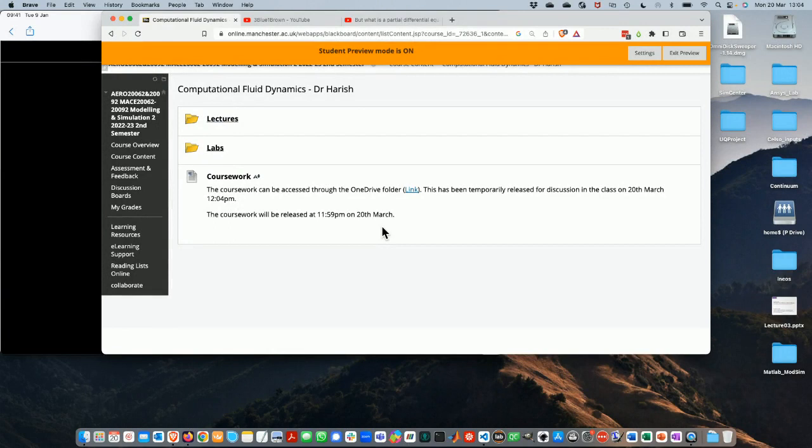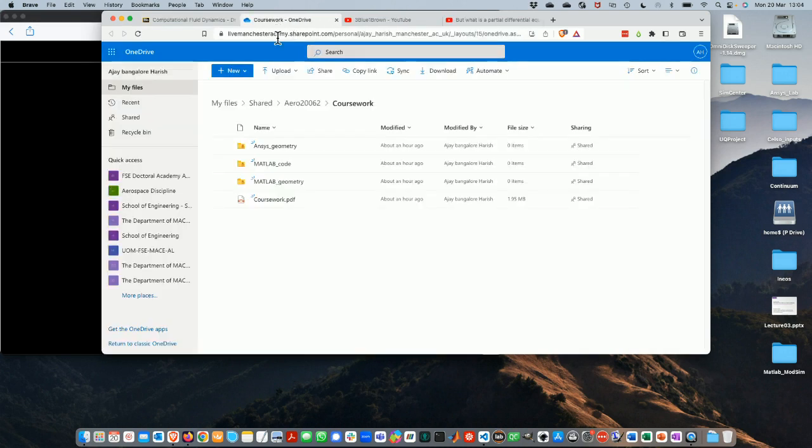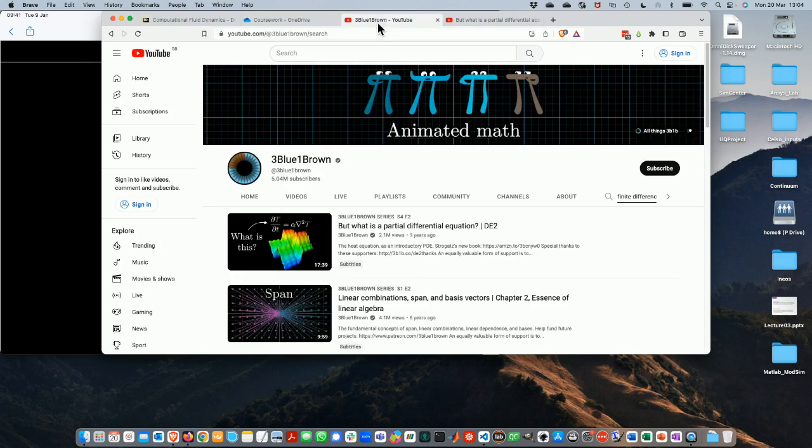I think you should be able to open it up and see. I think there's a Dropbox link. If you go to Blackboard, you should be able to see the link. You may need to log in, but you should be able to see a coursework.pdf file in there.